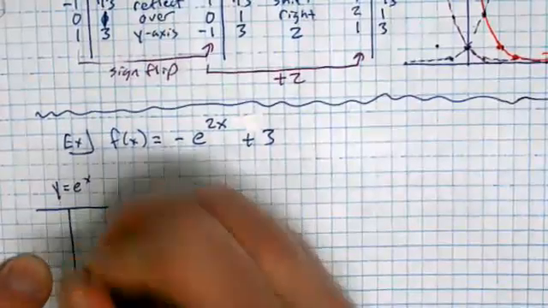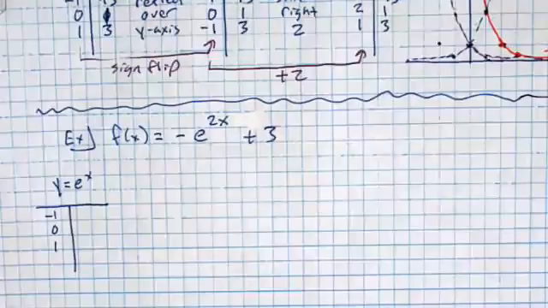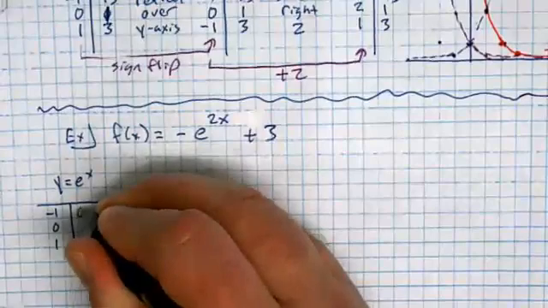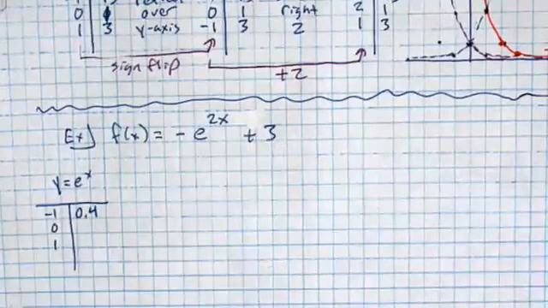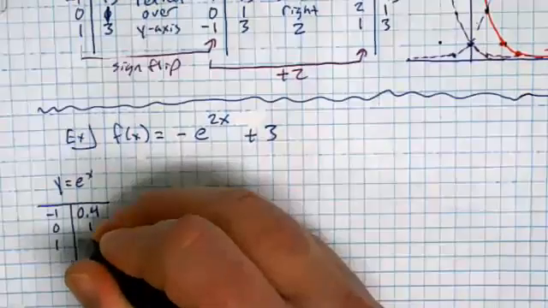We'll do our little table: -1, 0, 1. And I'm just going to write some decimals down here. My ultimate goal here is to graph this thing. So I'm going into my calculator and I'm doing e to the -1, just to give myself an idea of what that is. E to the -1 is about 0.37. I'm just going to say about 0.4. That's going to get us close enough. E to the 0 is 1, and e to the first is about 2.7.